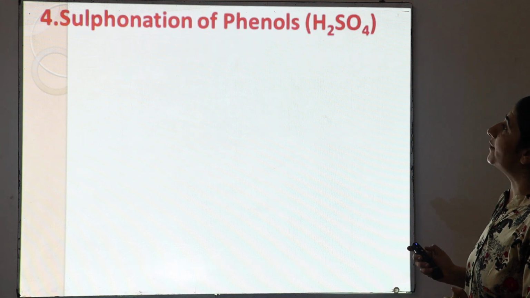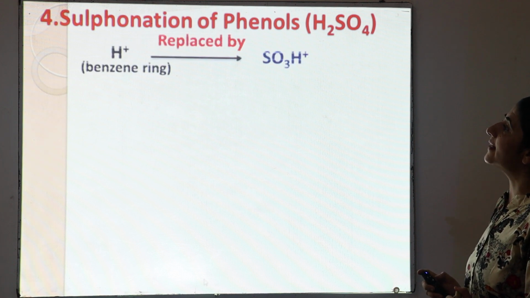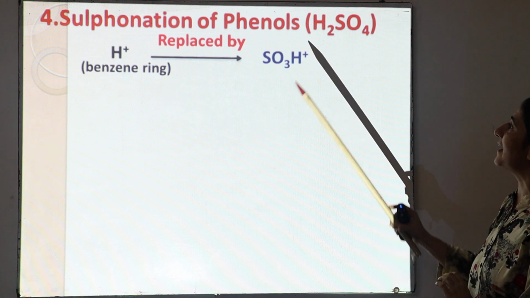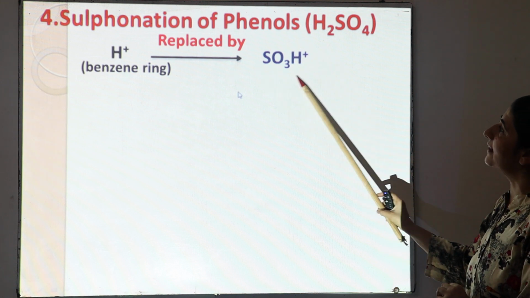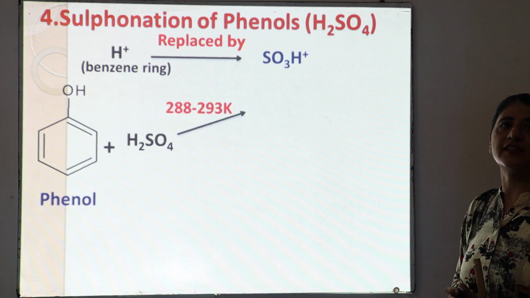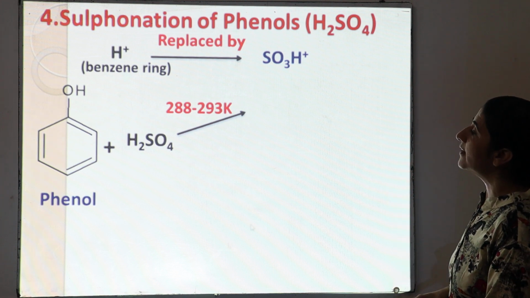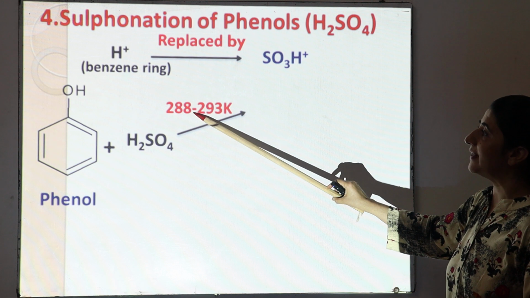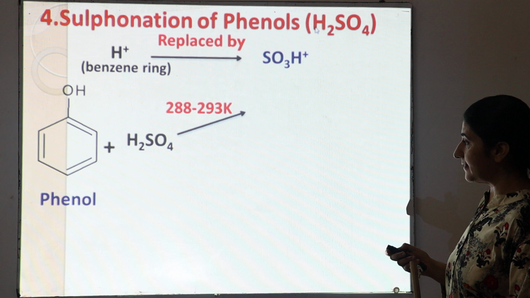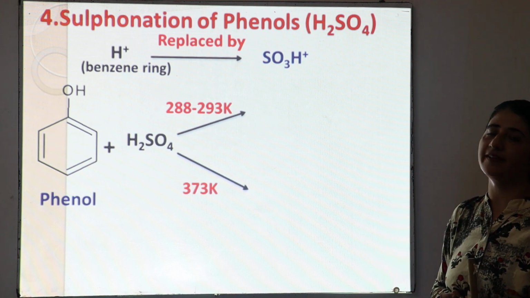The next one is sulfonation of phenol, which takes place in the presence of sulfuric acid. In this case, the H positive of the benzene ring is replaced by the sulfonic group, that is SO3H, which acts as the electrophile. Here phenol reacts with sulfuric acid under two different temperature conditions. Number one, the sulfonation of phenol takes place at a temperature of 288 or 293 Kelvin, and the second one is at a temperature of 373 Kelvin.